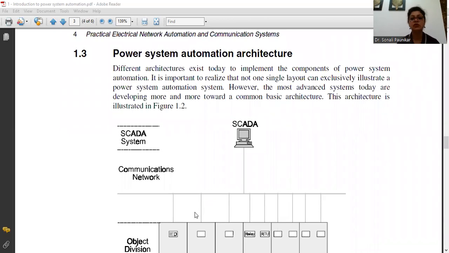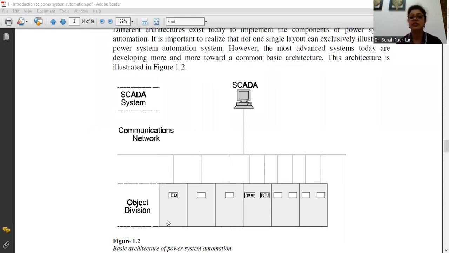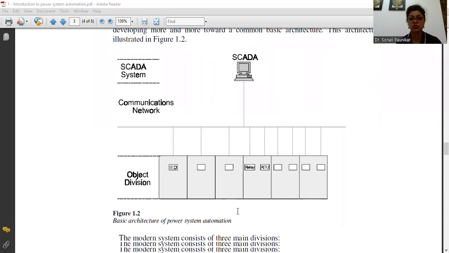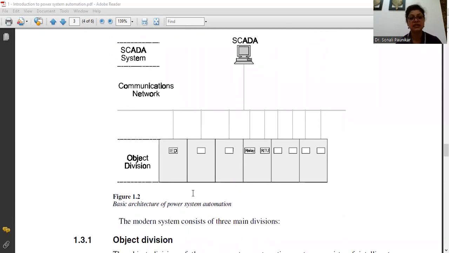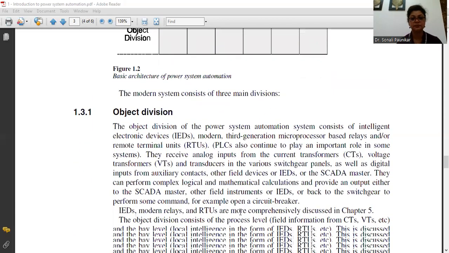So the power system automation architecture, this is the basic architecture that I have shown here. First is the SCADA. Then how the SCADA works. Actually, there is a communication network, or we can say the data communication. Then the object division is also there. Now we will see this one by one. First is the object division.